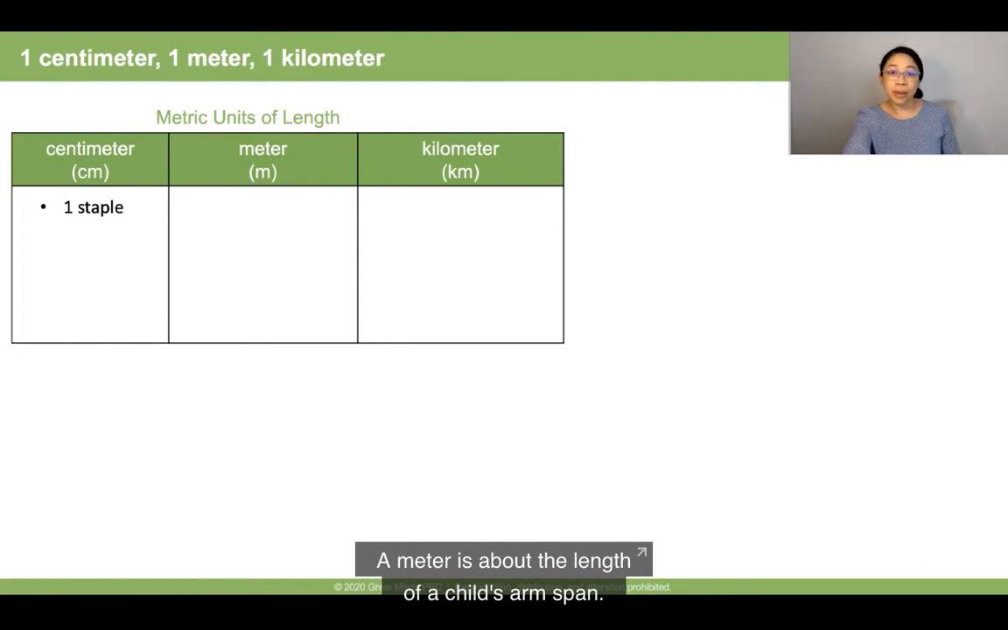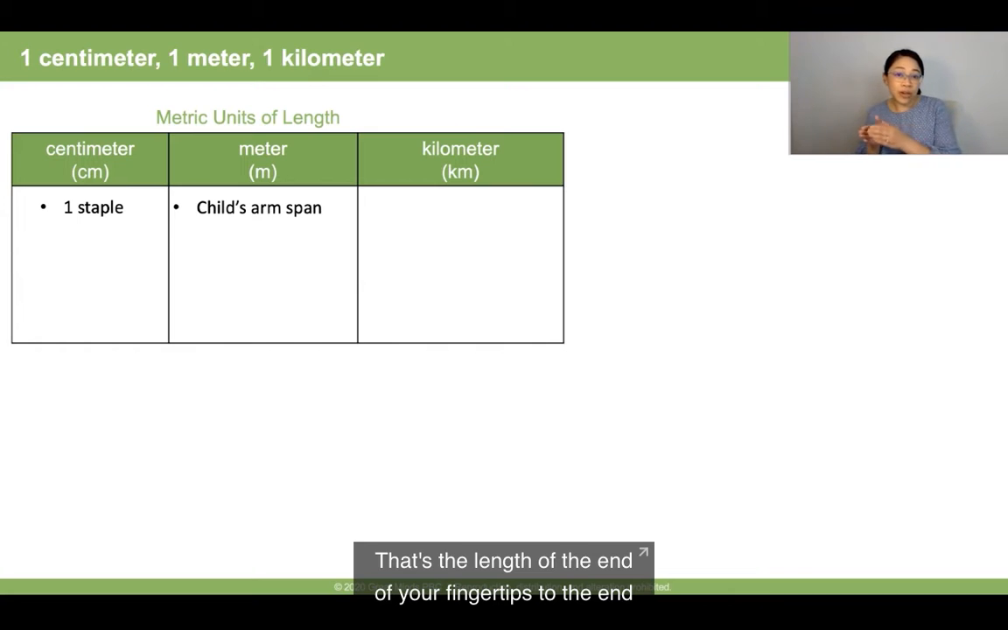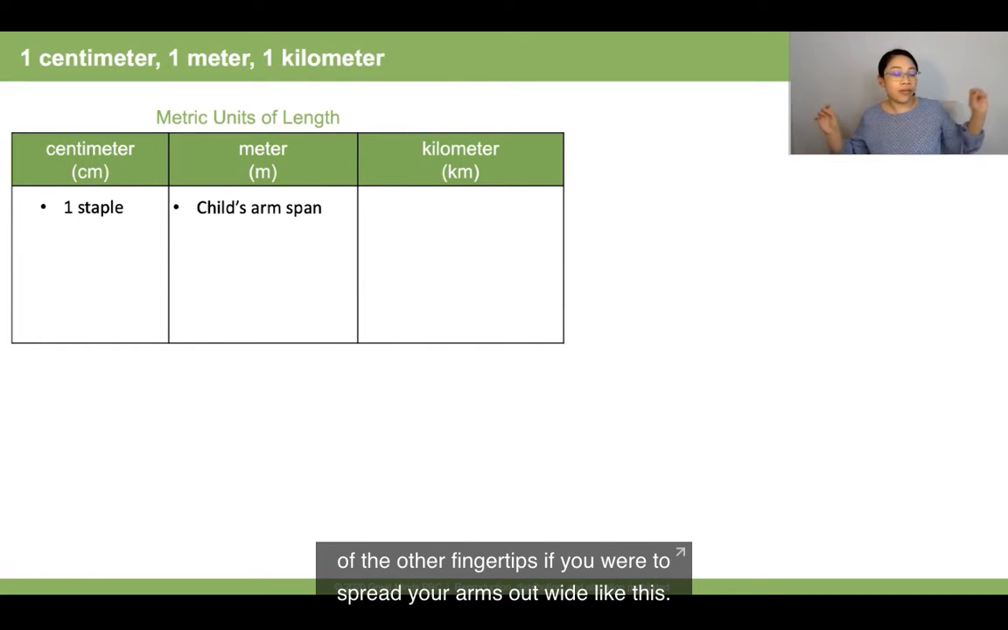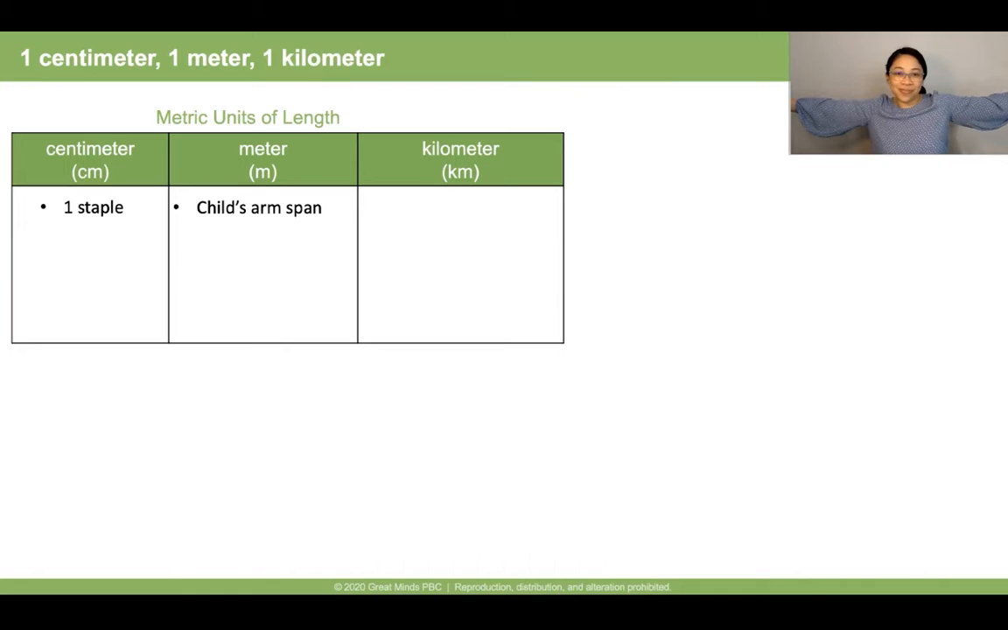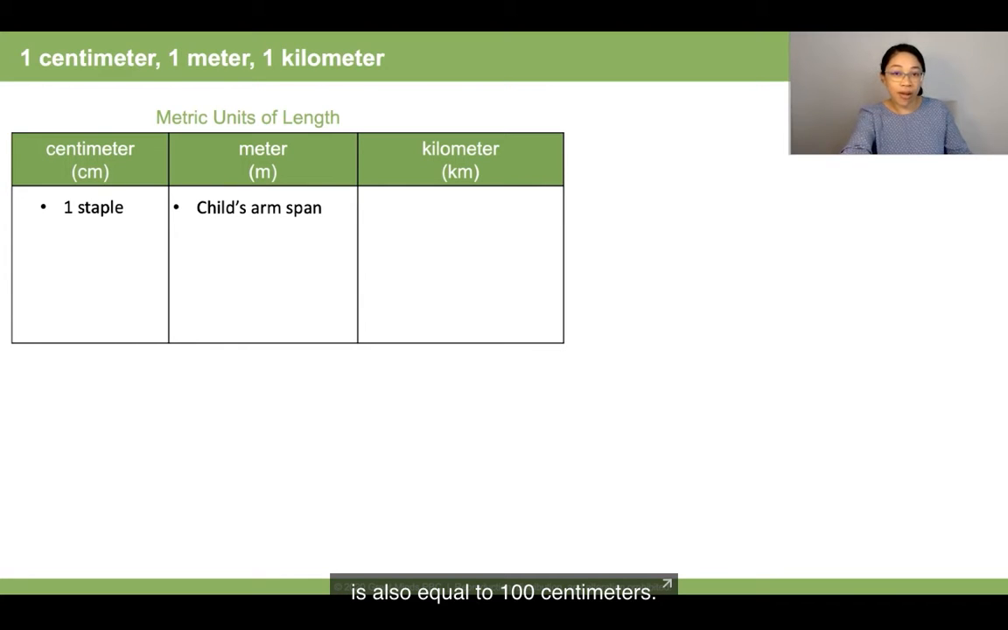A meter is about the length of a child's arm span. That's the length from the end of your fingertips to the end of the other fingertips if you were to spread your arms out wide like this. Go ahead and do the same motion with your arms now. Keep in mind that 1 meter is also equal to 100 centimeters.